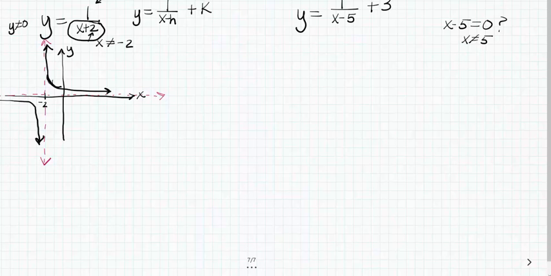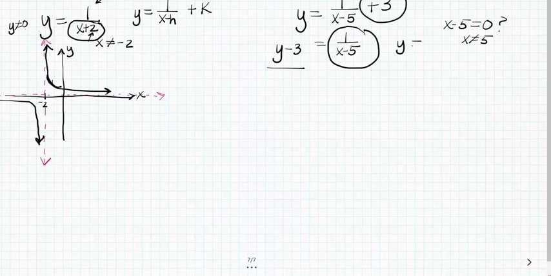What about y? Now we've got a shift of +3. Well, if you subtract that to the other side, we get y minus 3 is equal to 1 over x minus 5. Okay, and we know that this fraction cannot be made to be equal to 0. The only y value that would make this side equal to 0 would be y equals 3. So we cannot have y equals 3 in this case.